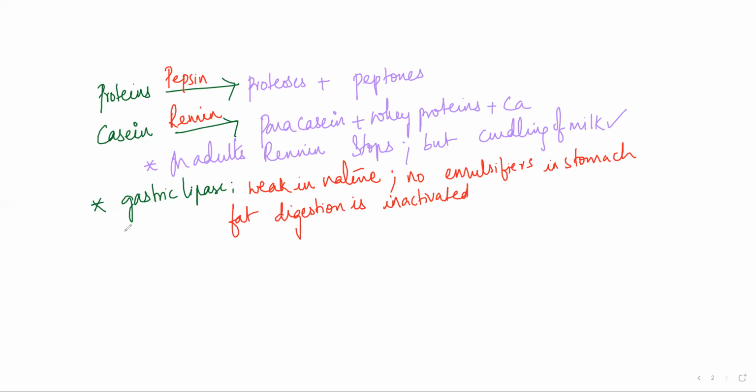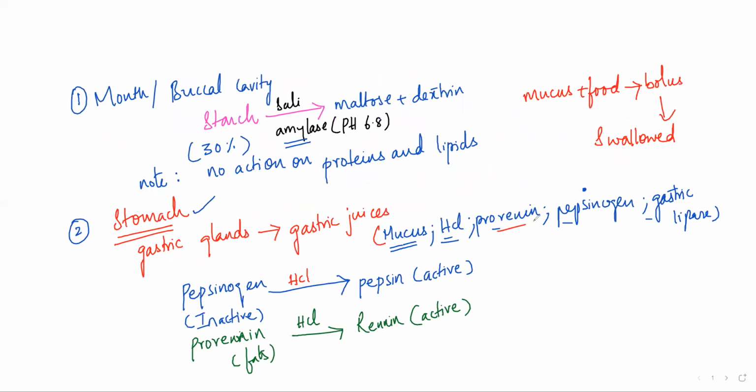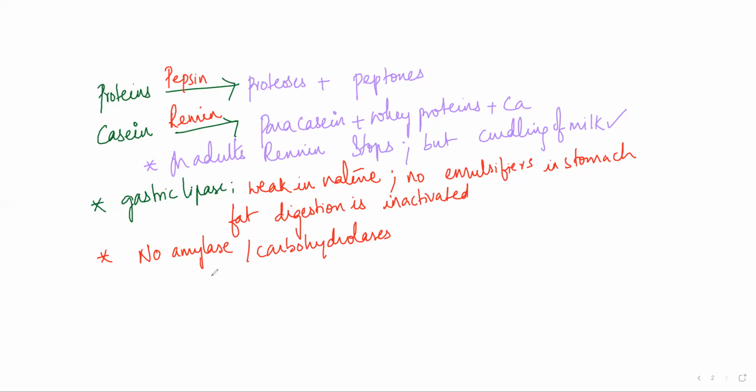And this is one important thing. Another important thing is there are no amylases or carbohydrases found here, which digest carbohydrates. If you can see, I have written only prorenin, renin, pepsinogen, and gastric lipases, but there are no such enzymes to digest carbohydrates here. That is seen in the stomach. And next, coming on to the digestion in the small intestine now.